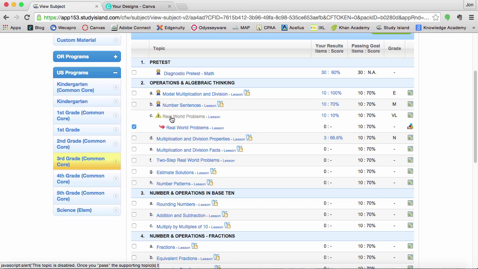Here's what's nice about Study Island. I did the lesson real world problems and I really struggled. I only got 10% right. I got 1 question out of 10. So I was very low. And notice what it did here. It added a building block. So it's responding to the fact that I didn't pass that and may need some extra support. So it's giving me an extra lesson built in.